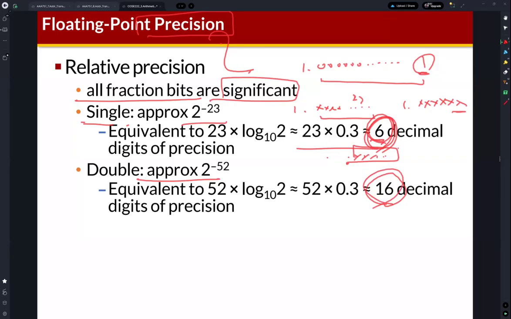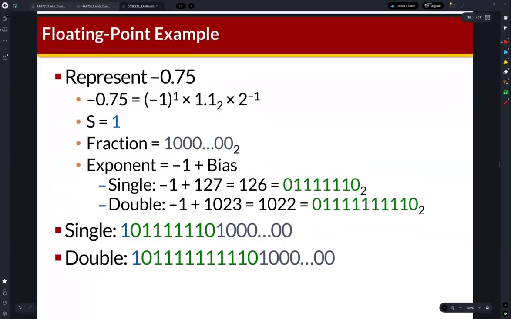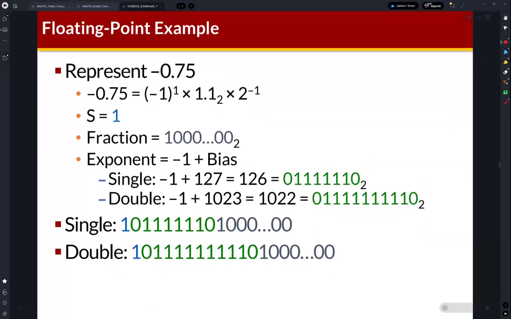Okay, so that's why some precision. All fraction bits are important. Okay, so let's see the example of the floating point. How can we represent minus 0.75? The sign bit is minus, so the sign is 1.